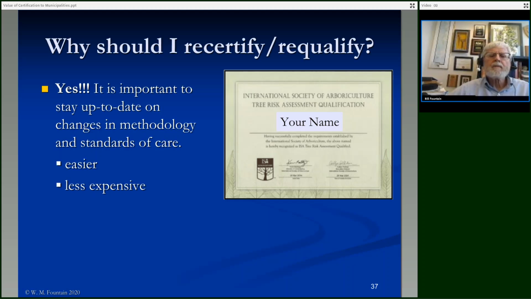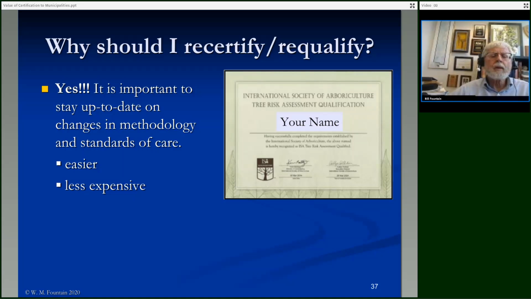So a final question that I've been asked many times as an instructor is, why should I recertify the TRAQ credential? I've been through the TRAQ program. I learned it. I scored 97, 98, 99, perhaps 100 on the TRAQ exam. Why should I recertify? You should definitely recertify.